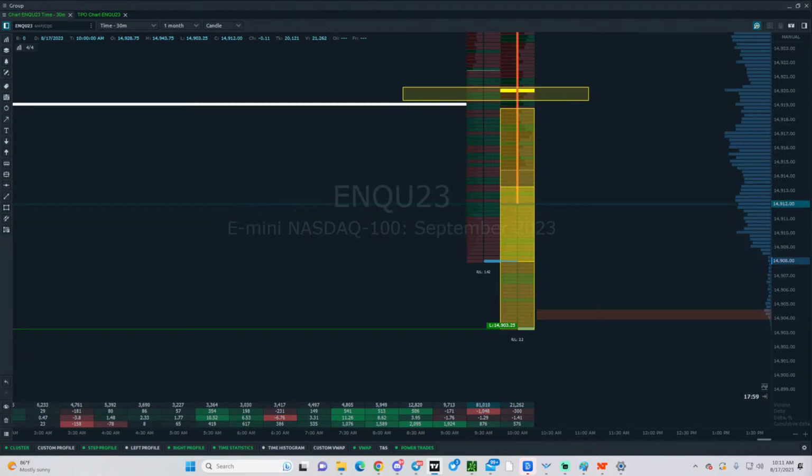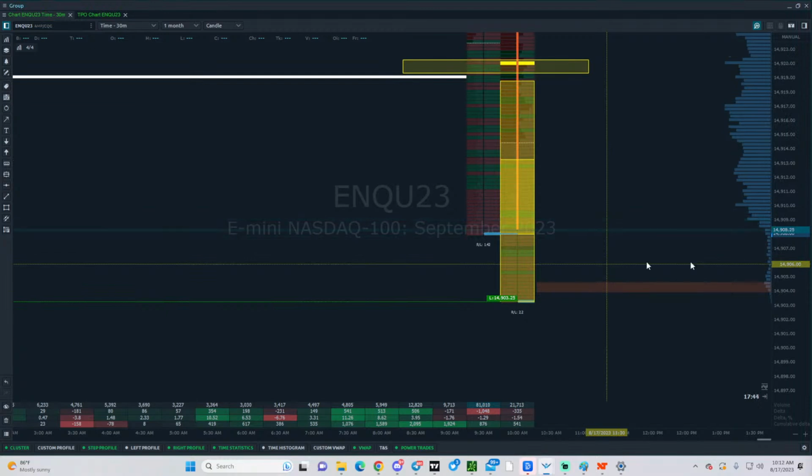Big trade. Yeah, it's significant pressure to the downside, guys. It's really trying to break this area here. For some reason, it's not breaking it.